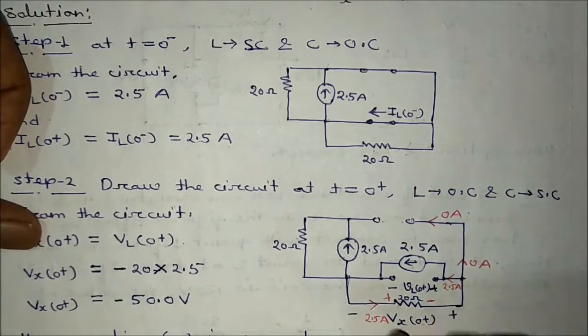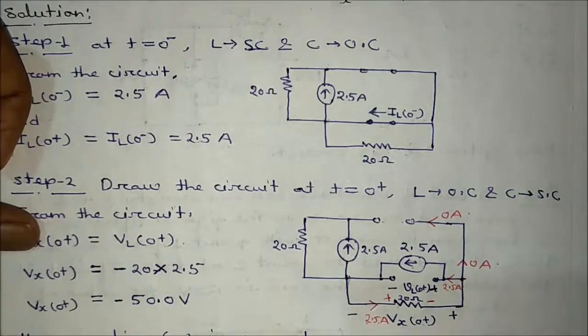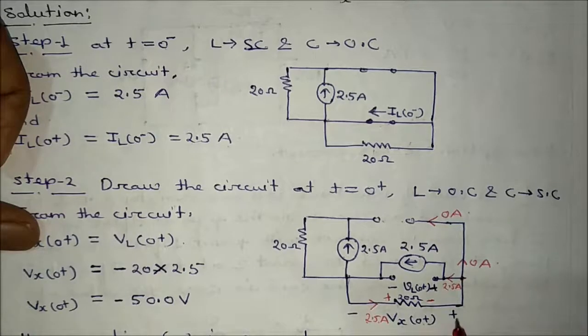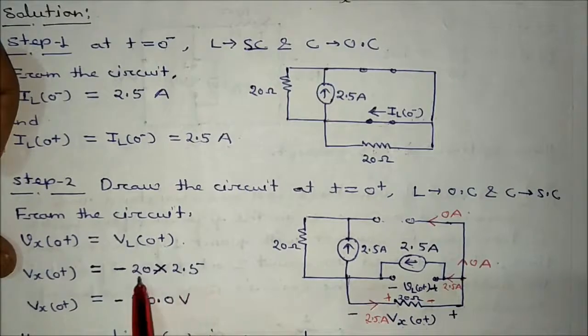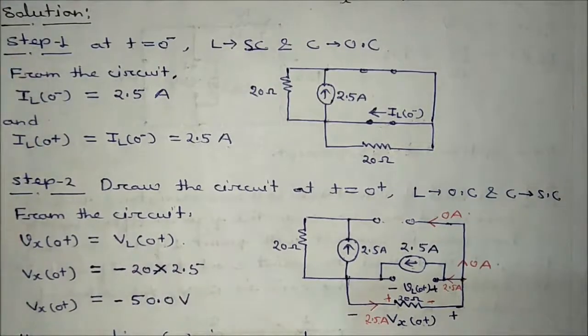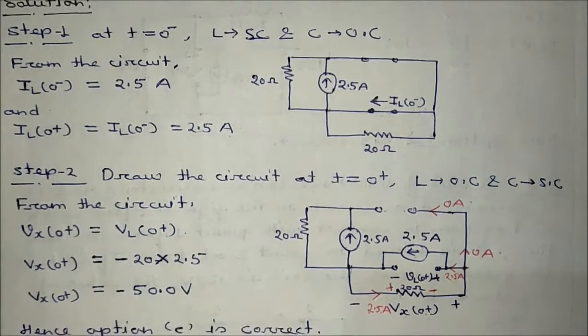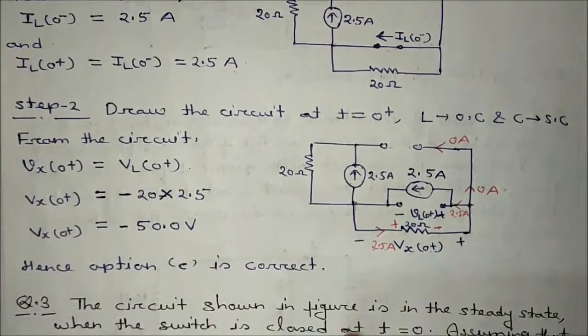So voltage drop across this 20 ohm, how much will it be? 2.5 multiplied by 20, and this voltage will be positive here and minus here, because resistance is an energy absorbing element. So the polarity of Vx is plus here, minus here. We can say that Vx is equal to minus of 2.5 into 20, that is equal to minus 50 volt. Hence option C is correct.